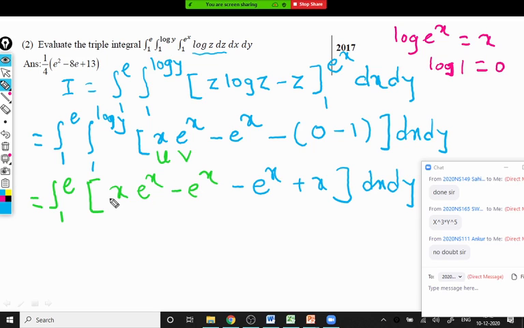Sir, we will not write dx, because we have already integrated in terms of x. It should be only dy, correct. Very good. So this will be only dy there, because we already integrated with x. The limit of x that we have is 1 to log y.